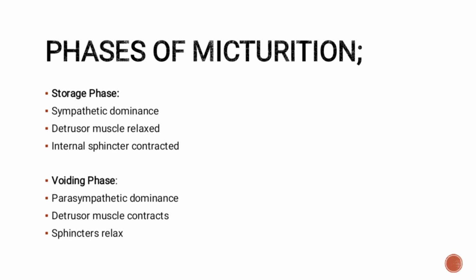Then what are the phases of micturition? The micturition cycle alternates between two main phases, that is, storage and voiding. During the storage phase, the sympathetic nervous system predominates, the detrusor muscle remains relaxed to allow the bladder to fill, and the internal sphincter stays contracted to prevent the leakage of urine. When voiding begins, parasympathetic activity takes over, causing the detrusor to contract and both sphincters to relax, allowing urine to flow out.